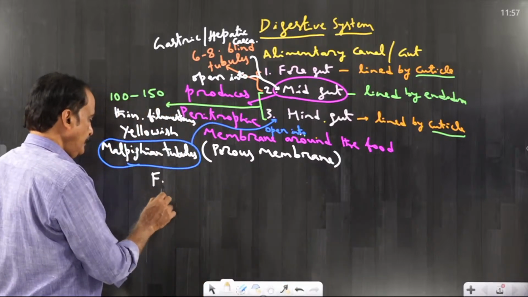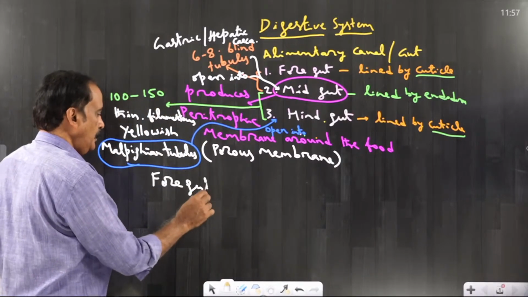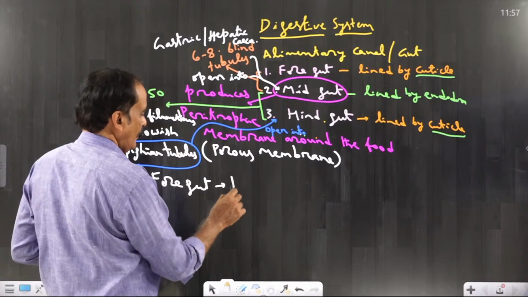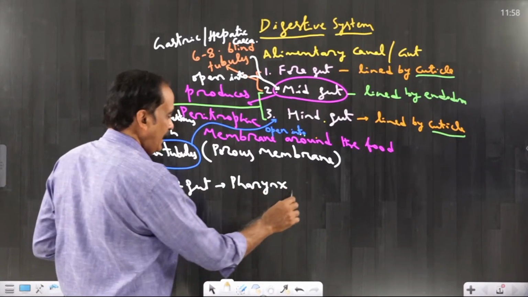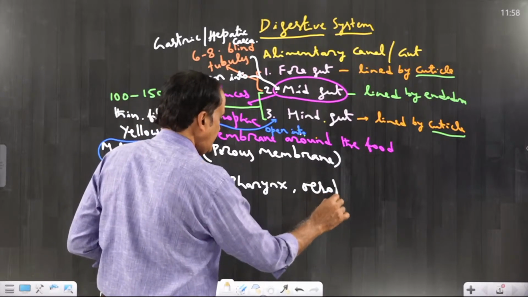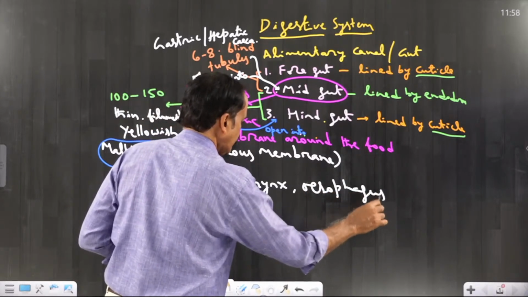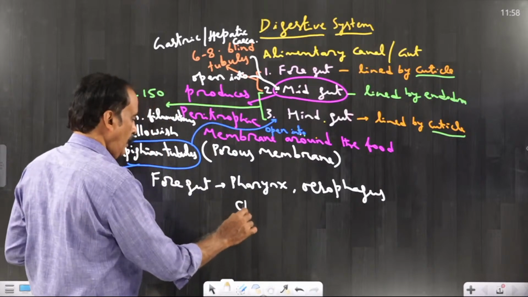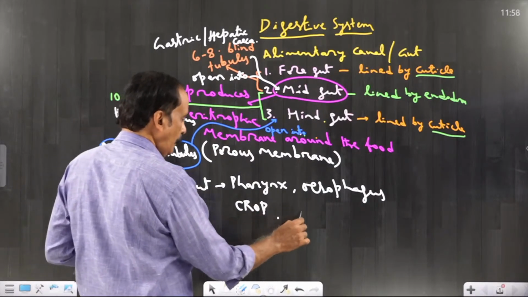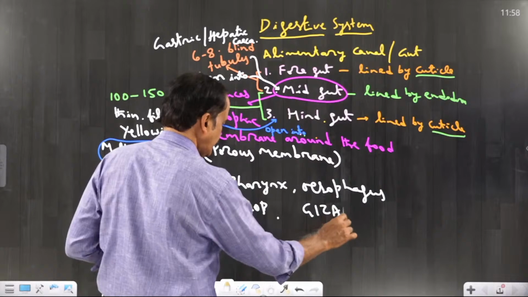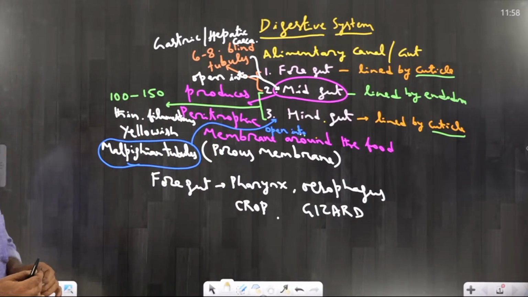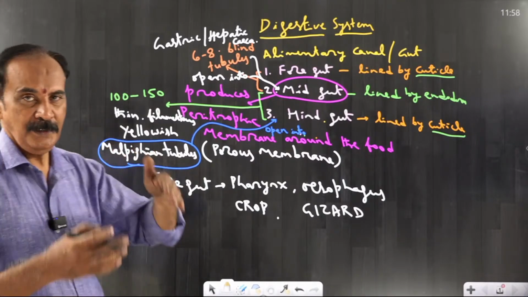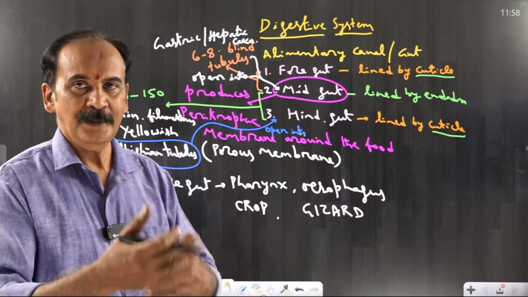Foregut will include the regions called the pharyngeal region. Mouth leads to pharynx, that leads to a narrow esophagus. Esophagus leads to crop. Crop leads to gizzard. Right? So, these are the regions present in the foregut, which will be helping in receiving the food material which is being cut by the mouth parts and is mixed with the saliva.